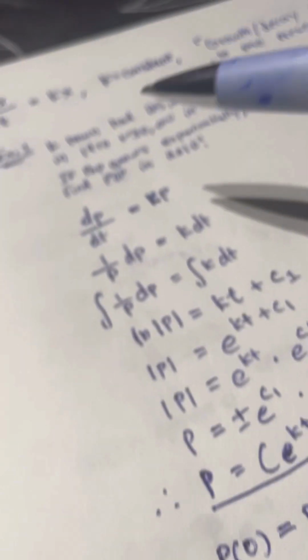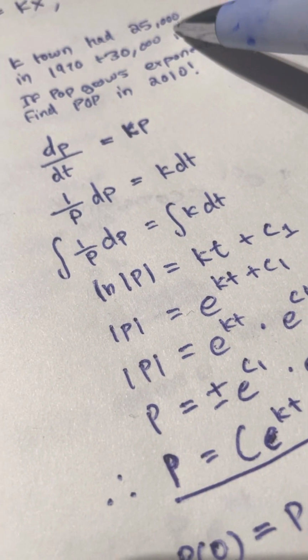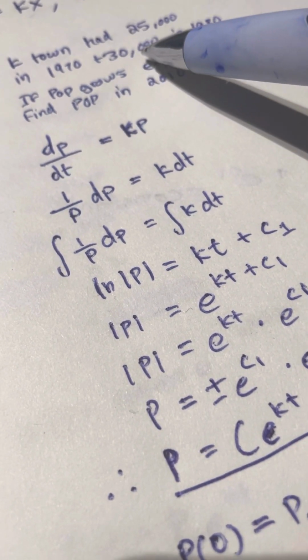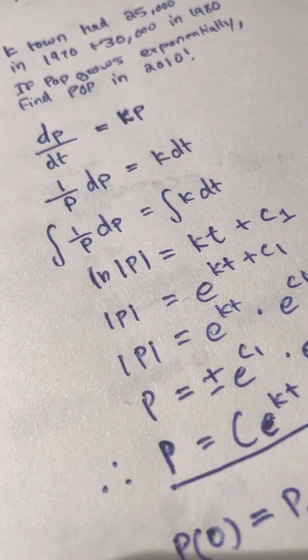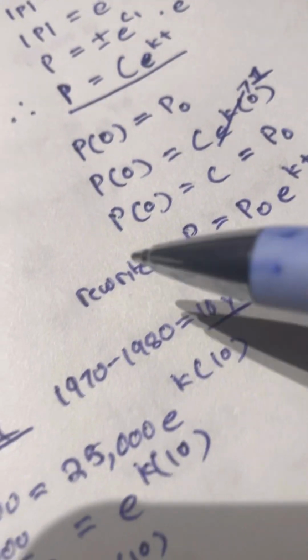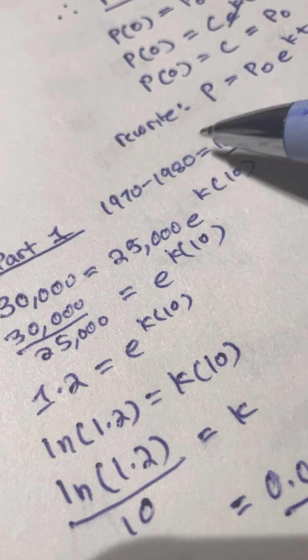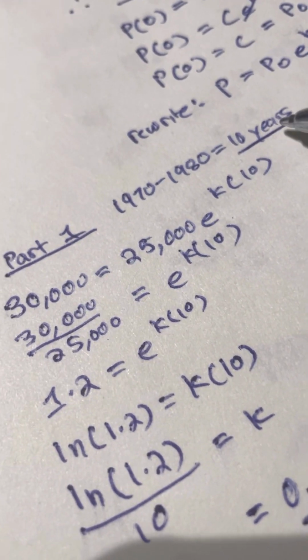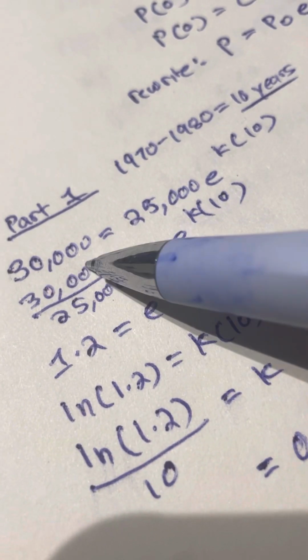Now, let's look at what the question says. In 1970, it had 25,000 people, and then it had 30,000 people in 1980. So that's a time difference of 10 years, right? Now let's apply that to our equation. 1970 to 1980 is 10 years. So we could set our current population equal to 30,000.